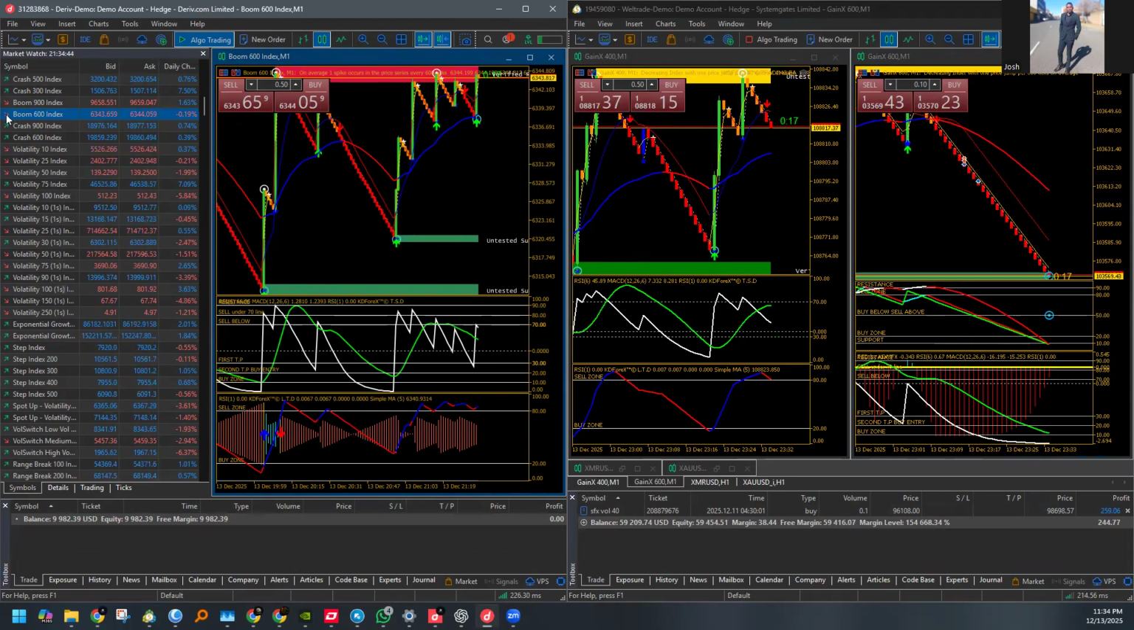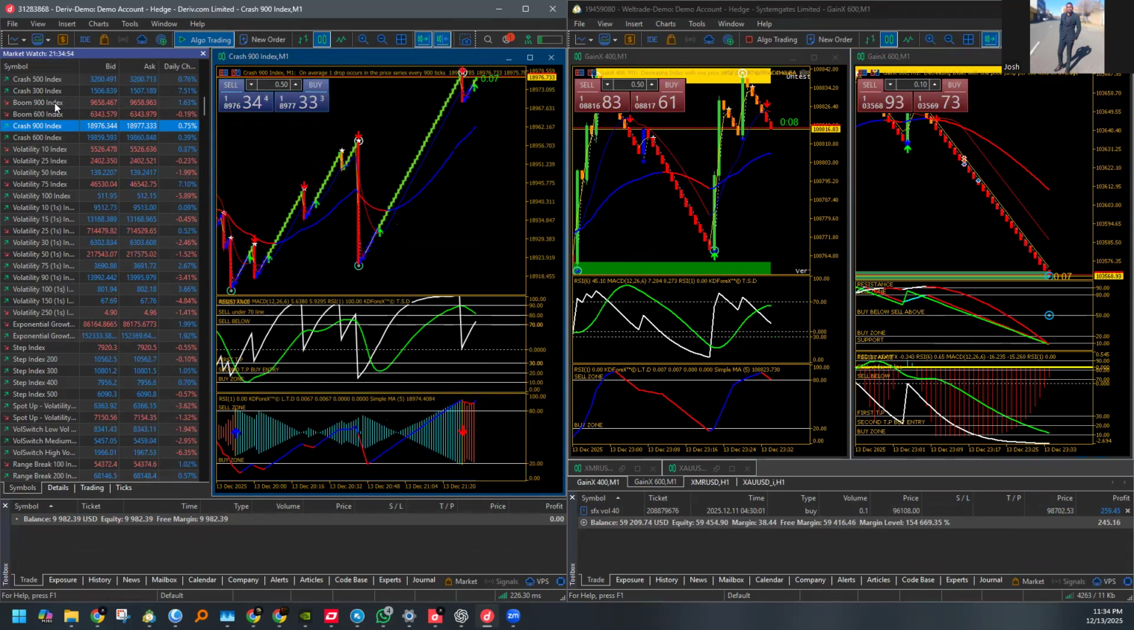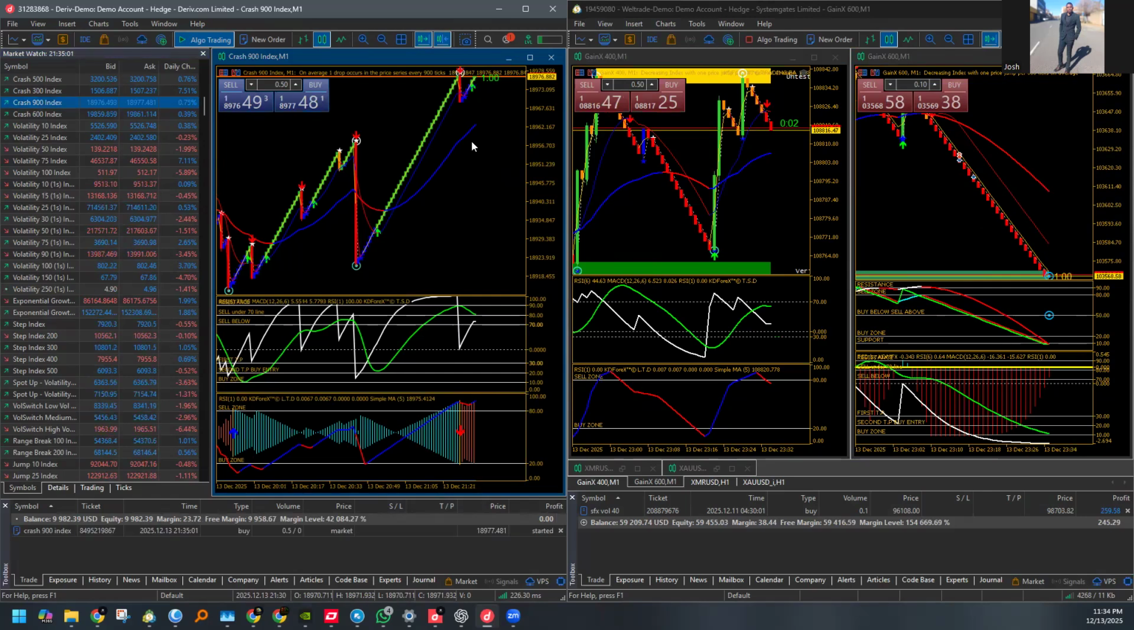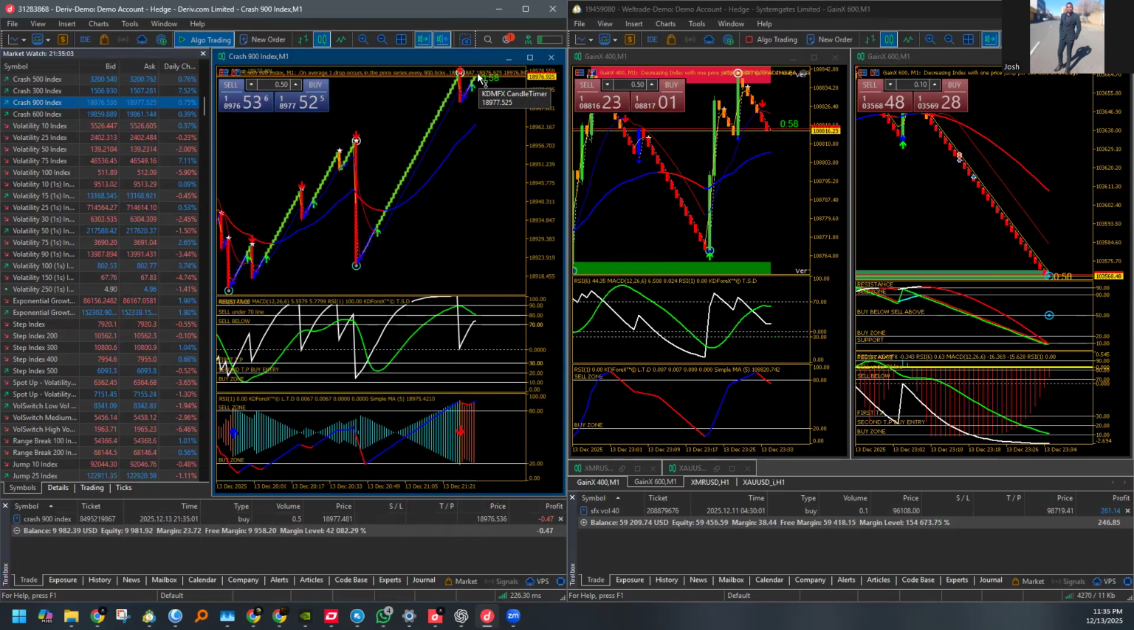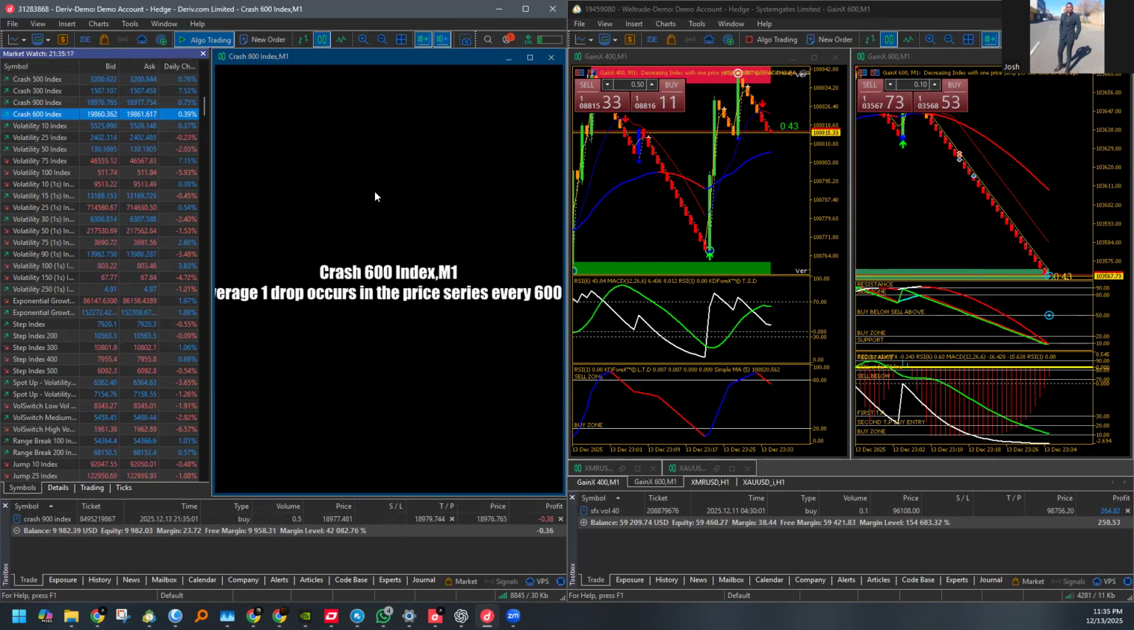Okay, so let me see now. Because the booms, I feel like nothing good has come out of them. So let me just try the crash now. Okay, I'll try crash. This is crash 900. How good can it be? Nah, not good enough. It's also not good enough. Yeah, not good enough. Crash 600.